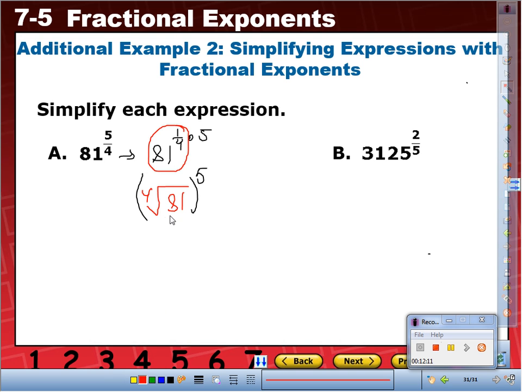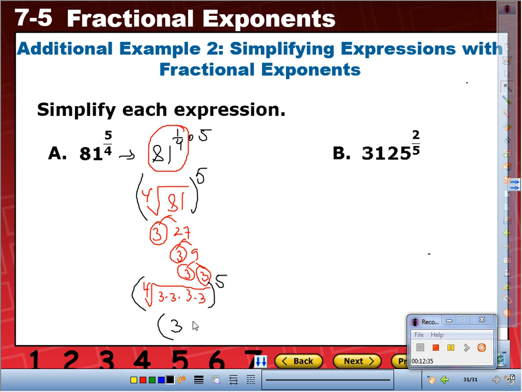From there, factor tree. This becomes 3 times 27, 3 times 9, 3 times 3. We rewrite this. This is 4th root of 3 times 3 times 3 times 3, and all that to the 5th power. So what number is multiplying itself 4 times? 3 to the 5th. This becomes 3 times 3 times 3 times 3 times 3. So let's check this out.